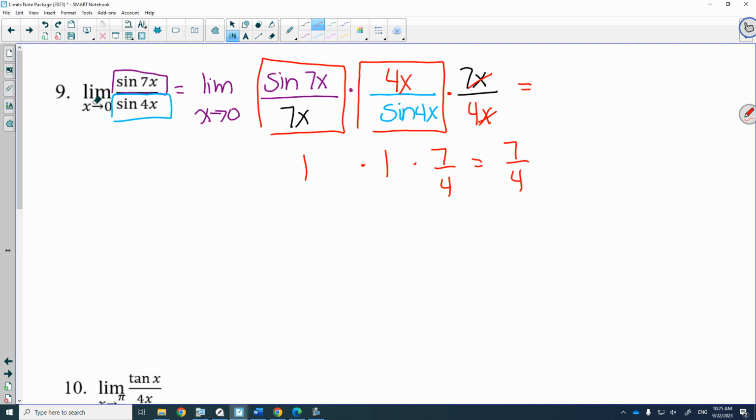There's going to be a few of these in the homework, so I'm going to have a second video of me solving some homework questions, and I'm going to do this strategy where I'm going to separate, and then I'm going to try to always create the case of sine of 7x over 7x.